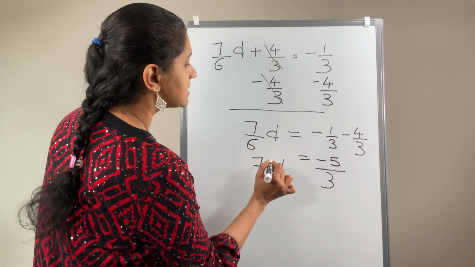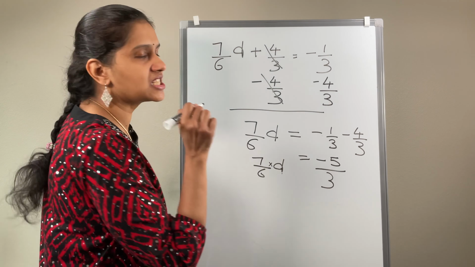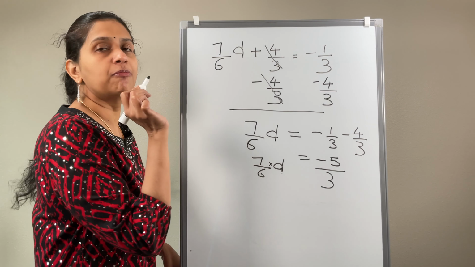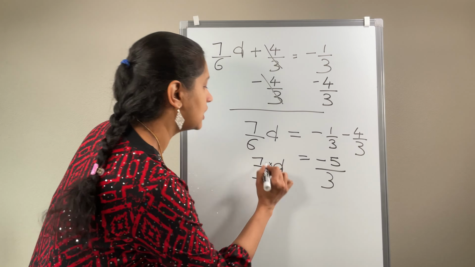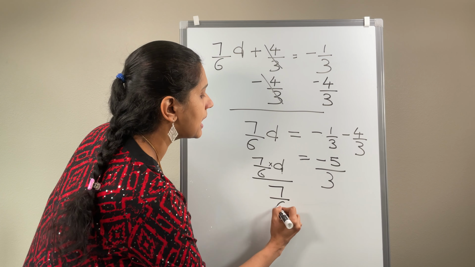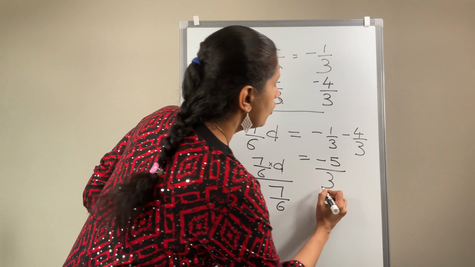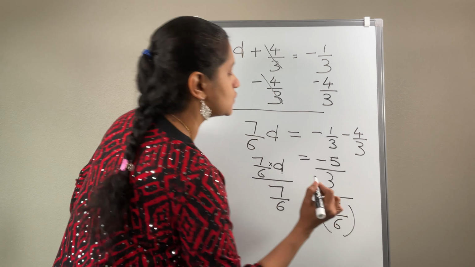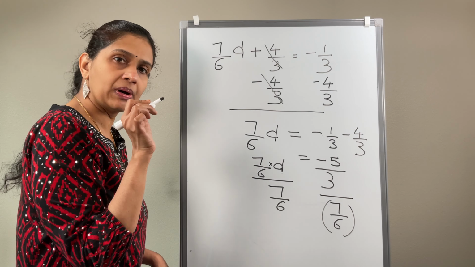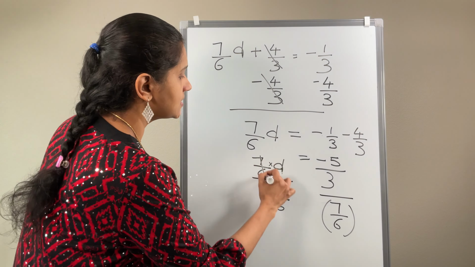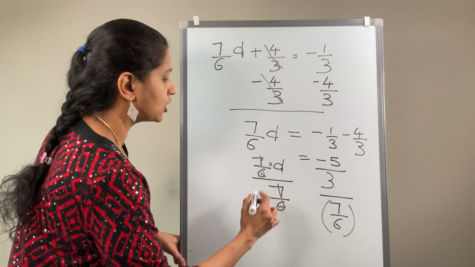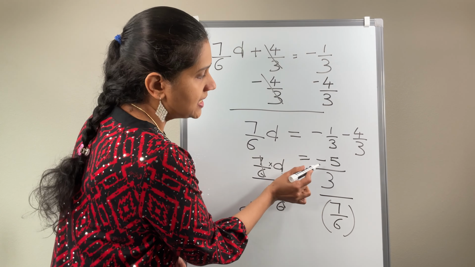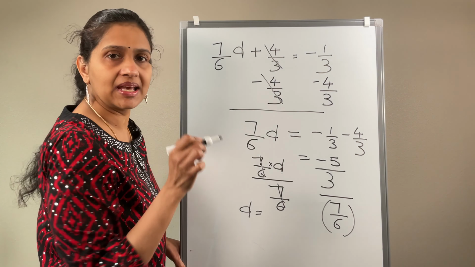7/6 d means 7/6 times d, multiplication. So, you have to take the inverse of multiplication, which is division. You are dividing by 7/6. When you do one operation on one side, you should do the same thing on the other side also. So, I am dividing both sides by 7/6. This and this will cancel and you will be left with the variable d. Now, about this: -5/3 divided by 7/6.